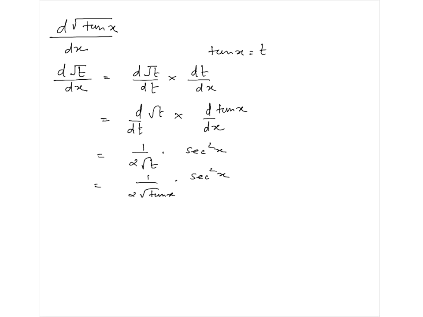What is this formula? d dx of x to the power n, that you know. In that formula, put n equal to half. And see what you get. 1 upon 2 root x. So that's how we got 1 upon 2 root t. Any questions? Let me know.